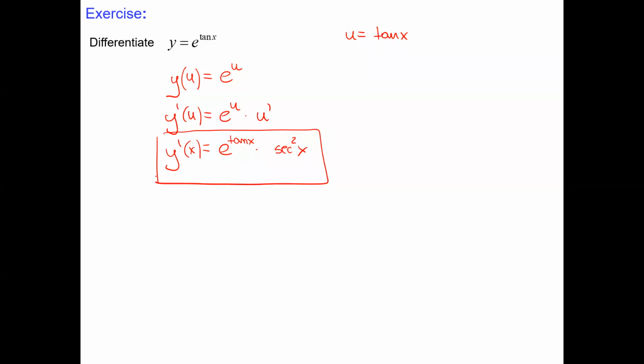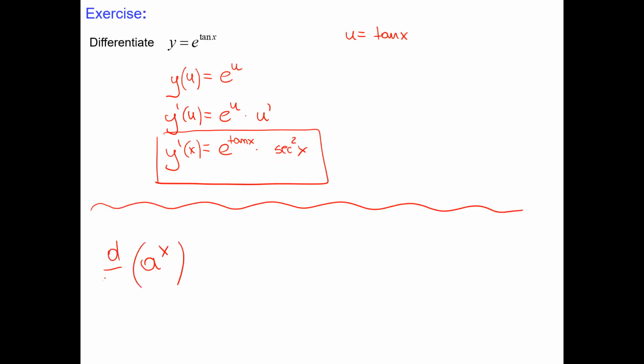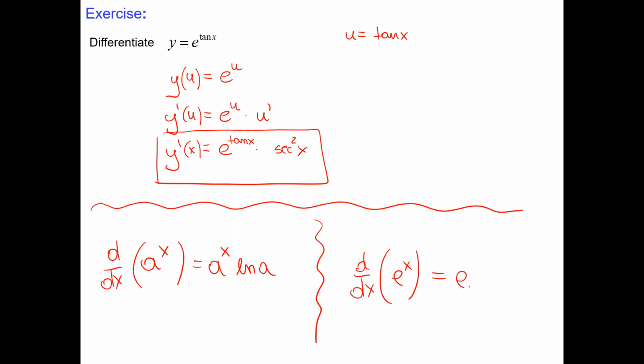Okay, now we have two formulas. The derivative of the general exponential function is just the same function times natural log of a. And the derivative of the natural exponential function e to the x is just e to the x. Thank you.